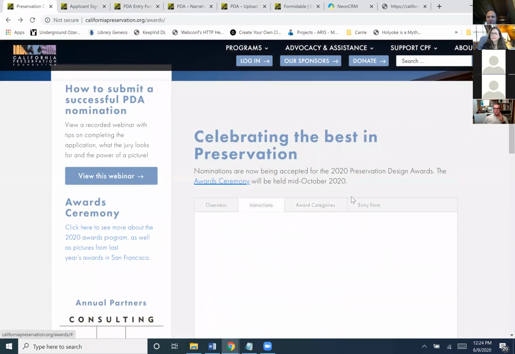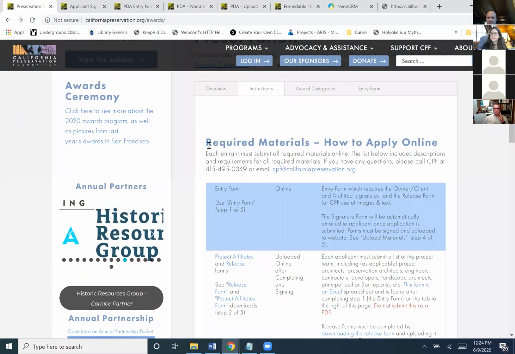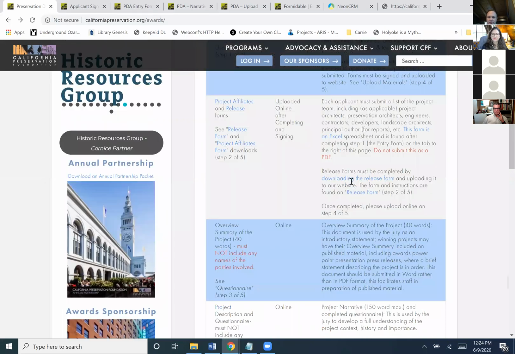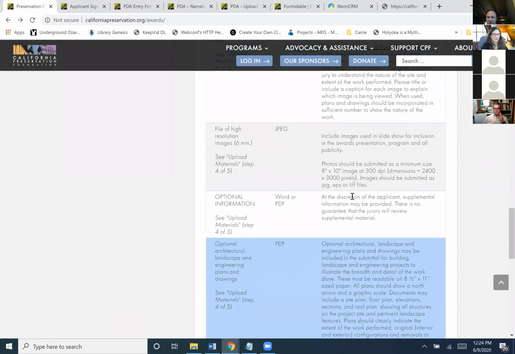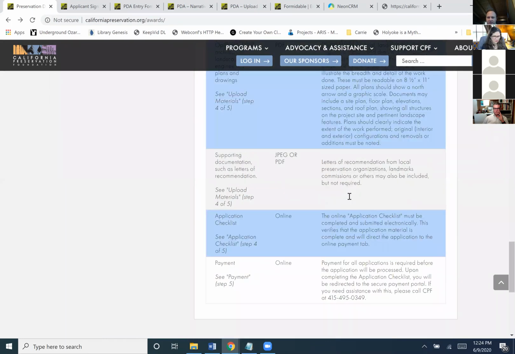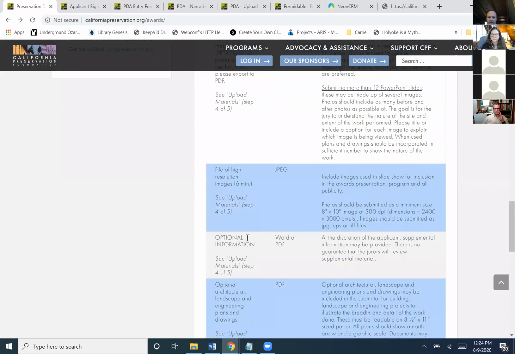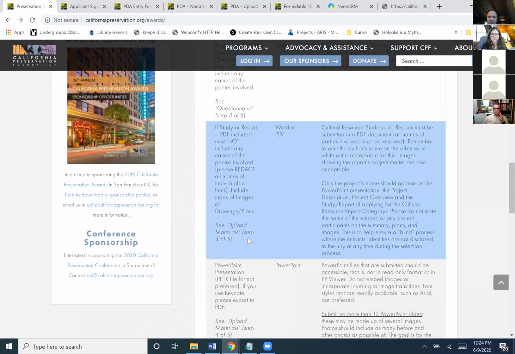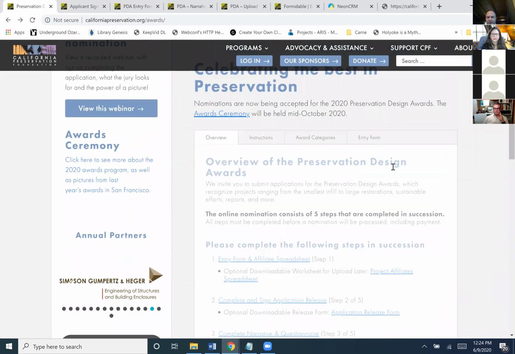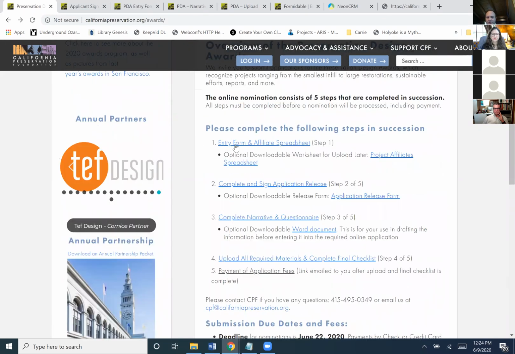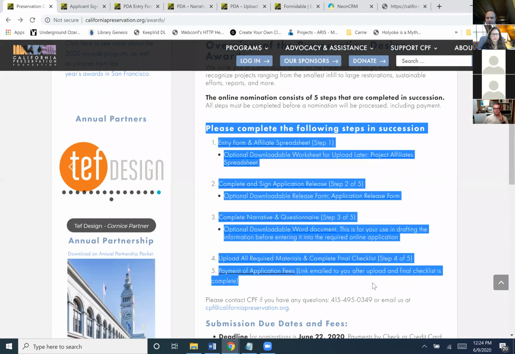The very detailed instructions are available by clicking on the instructions tab, and you'll notice these are much more detailed than we could go over today, but it helps with each of the steps and looks at more information regarding each step. And then finally, when you're ready to submit your application, you'll find all steps here.